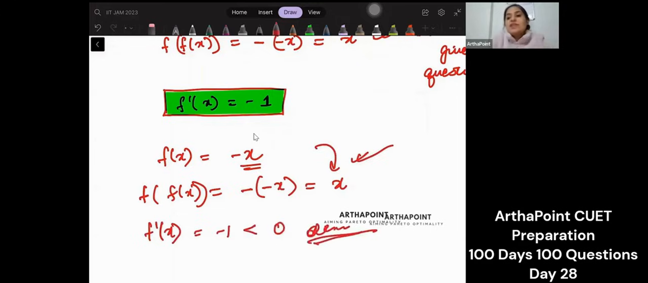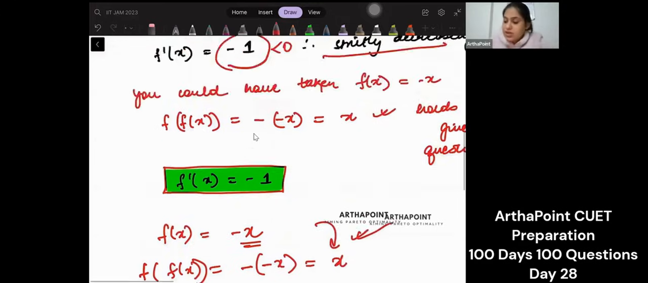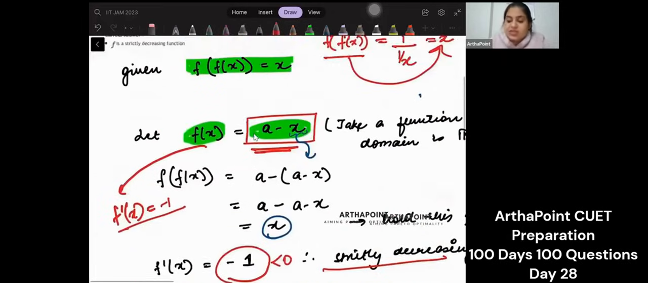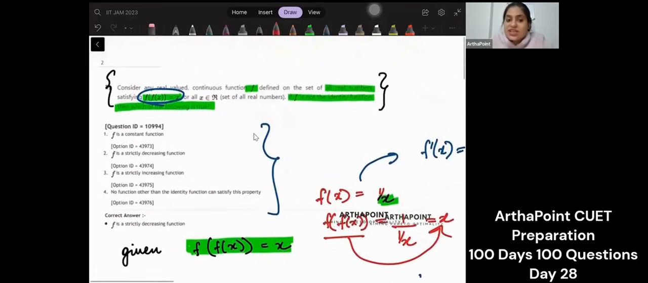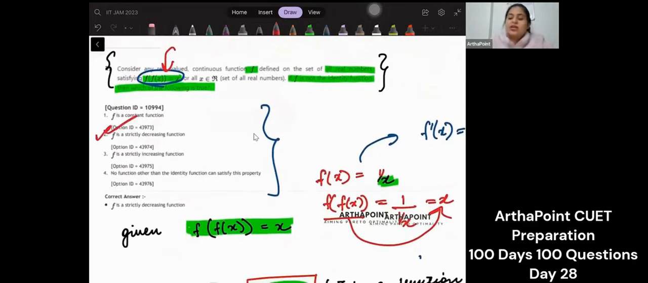So we see that when we take a function such that f of x is equal to x, it is a strictly decreasing function, that the derivative of it is negative. But to make these functions, you need practice. You have to do these questions again.